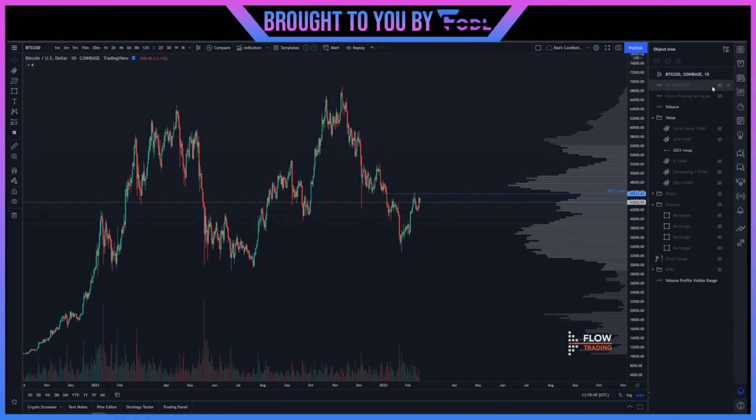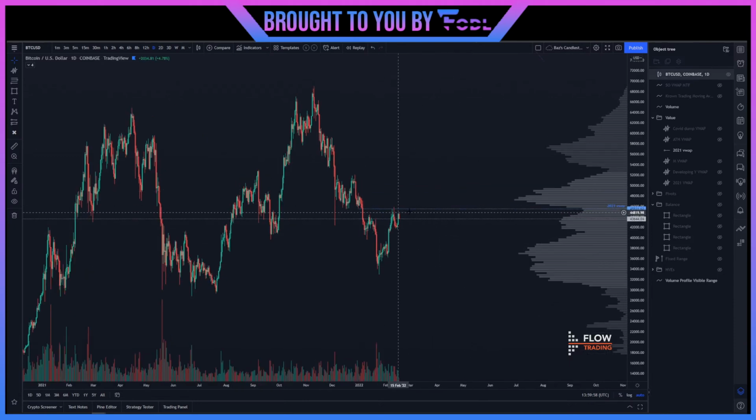So we start with the Bitcoin chart here on the daily. This is the Coinbase chart, and as you can see, we're still very much just going sideways inside of what was previously a low volume area. Okay, now we've been rotating inside of here. We've created a little bit of a balance there.